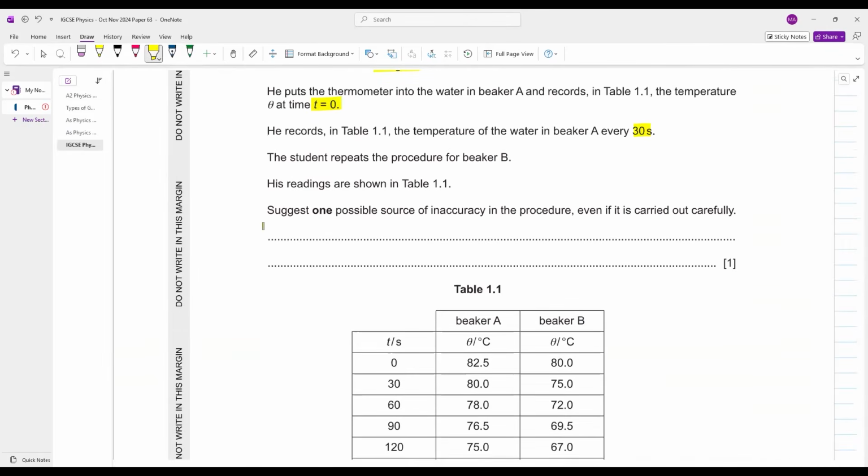Okay. The student repeats the procedure for beaker B. In beaker B also you pour water, then after 30 seconds you measure the temperature. Okay. His readings are shown in table 1.1. Yeah, we can see that.